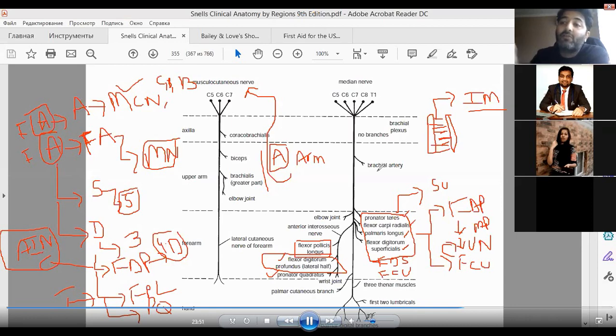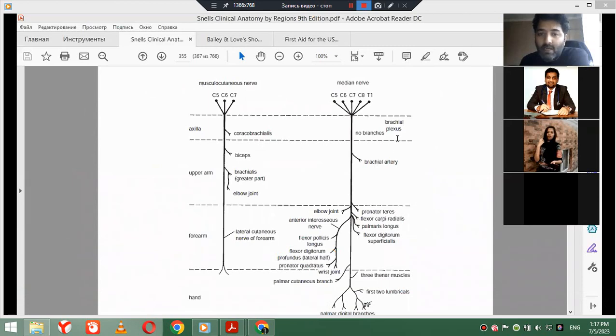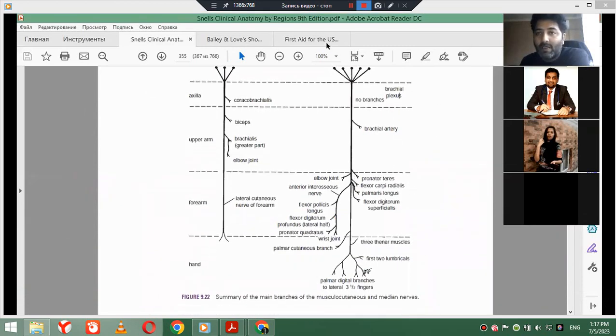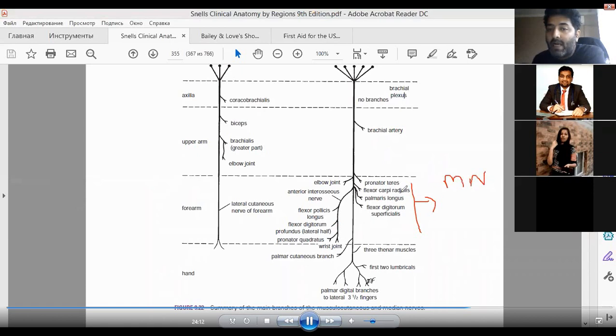Please remember, the median nerve gives the anterior interosseous nerve. The radial nerve is going to give you the posterior interosseous nerve. This is a very important point and many students make a mistake here. So please remember, I am telling you again: all this forearm compartment is innervated by which nerve? Median nerve. And this whole compartment written here, along with flexor carpi ulnaris, which is supplied by the ulnar nerve.